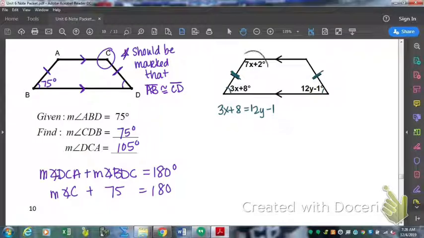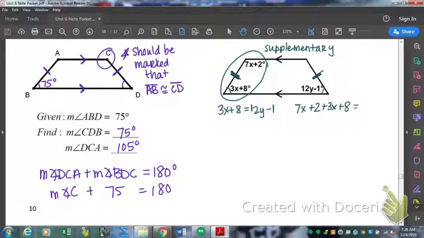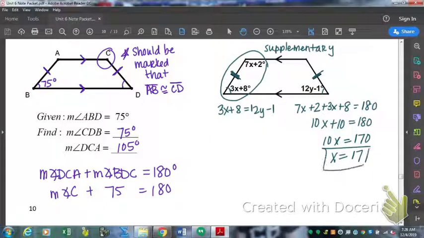What I also know are these two angles here are supplementary. So that means they add up to 180 degrees. So 7x plus 2 plus 3x plus 8 is 180 degrees. My first problem on the left I cannot solve. I have 2 letters. However, the one on the right, I can combine my like terms, get 10x plus 10 is equal to 180. Subtract 10. So I get 10x equals 170. So that means x is 17.